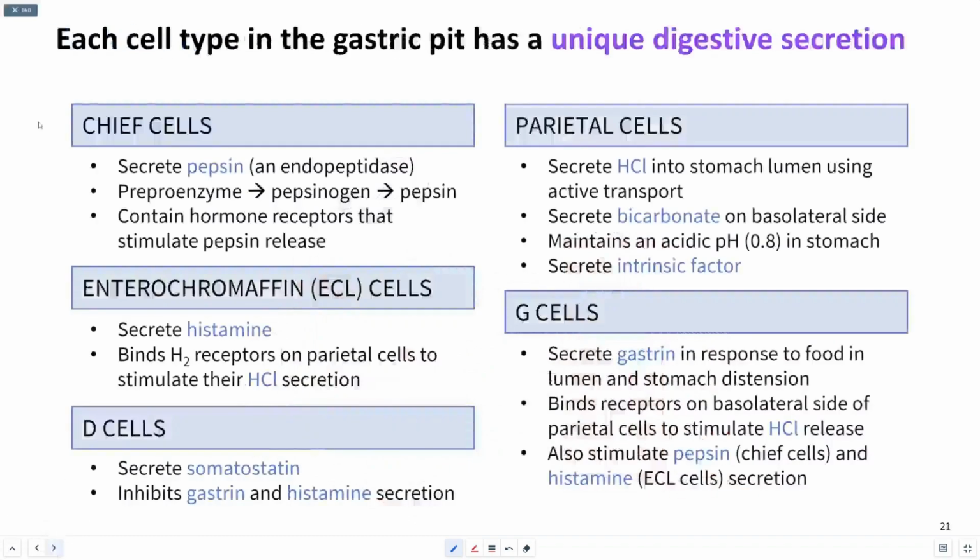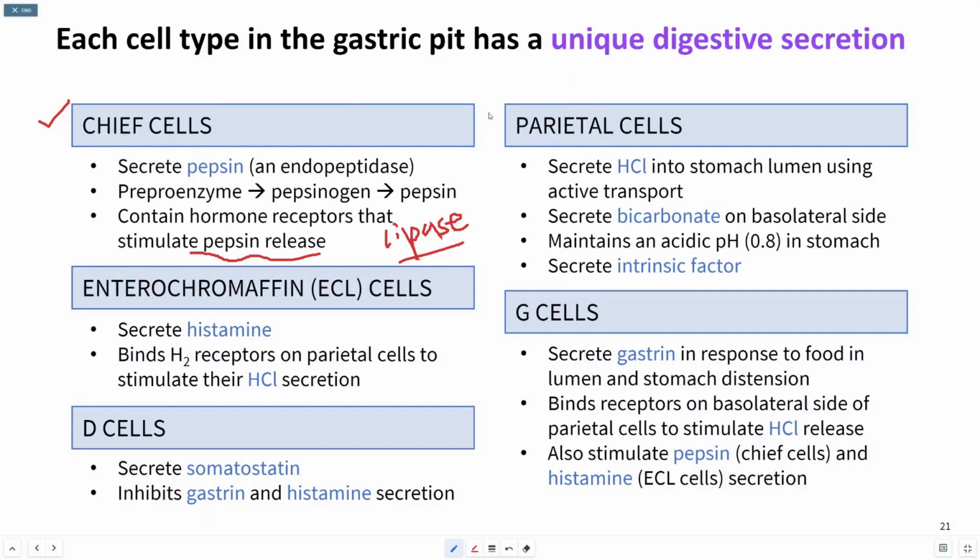The chief cells are going to be the zymogenic cells or the peptic cells. These are the most numerous secretory cells that secrete packets of zymogen granules, primarily containing a compound called pepsinogen and gastric lipase. Pepsinogen gets activated into pepsin with the help of the hydrochloric acid. It also contains a hormone receptor that stimulates the pepsin release into the stomach. So the key functions are that the pepsinogen is activated to pepsin, and this helps break down and denature proteins into oligopeptides, and the gastric lipase begins the breakdown of the lipids and fats.